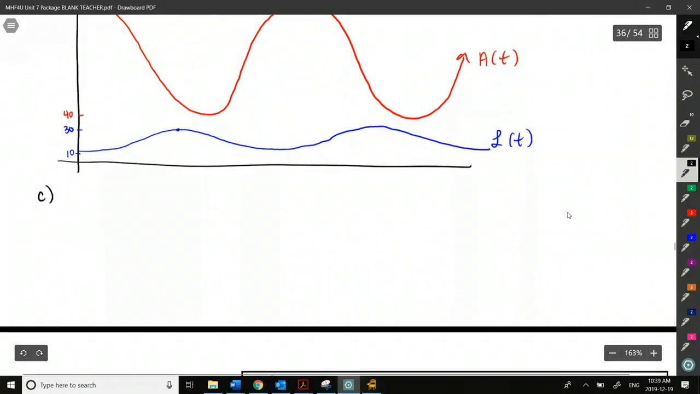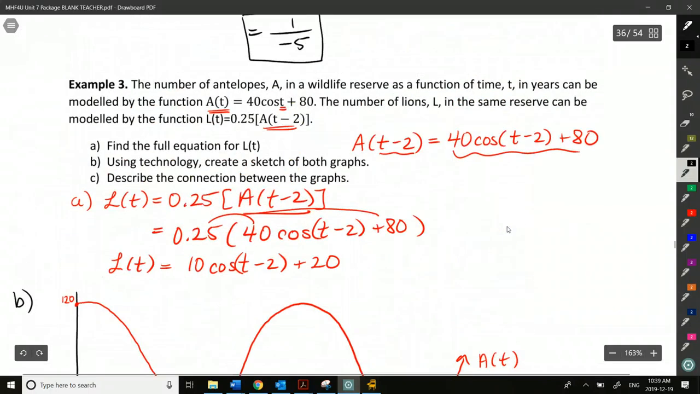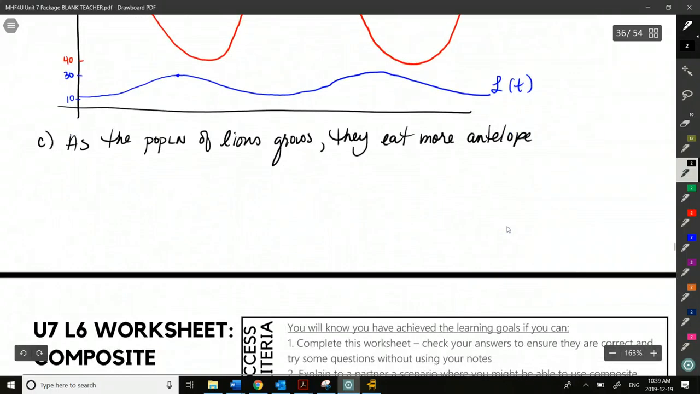All right, so how can we describe this? We'll say, as the population of lions grows, they eat more antelope, causing their population to decrease.